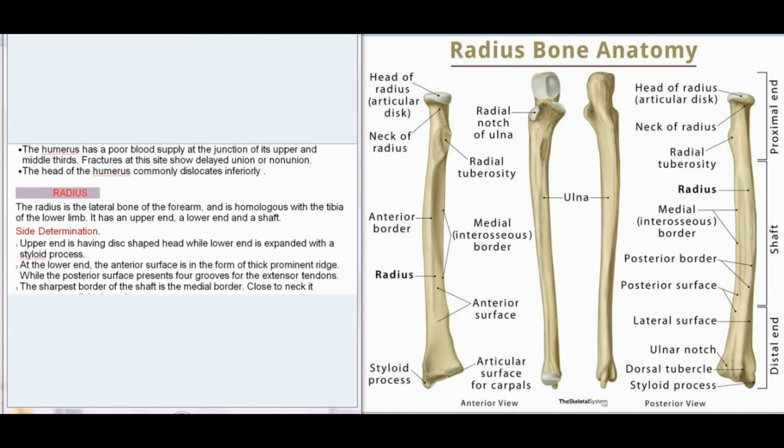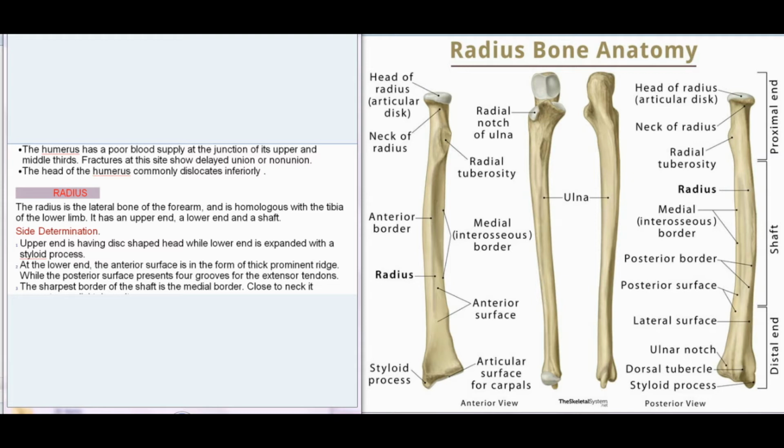The humerus has a poor blood supply at the junction of its upper and middle thirds. Fractures at this site show delayed union or non-union. The head of the humerus commonly dislocates inferiorly. Radius. The radius is the lateral bone of the forearm, and is homologous with the tibia of the lower limb. It has an upper end, a lower end and a shaft.